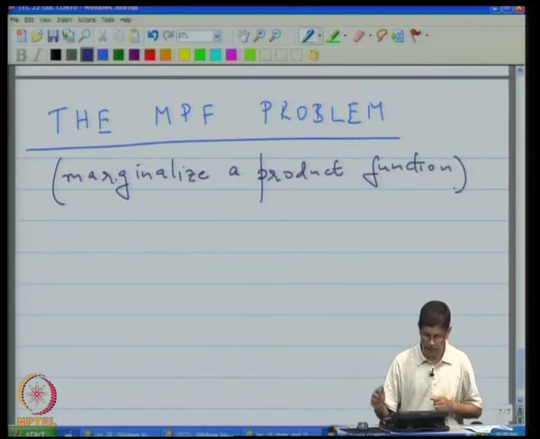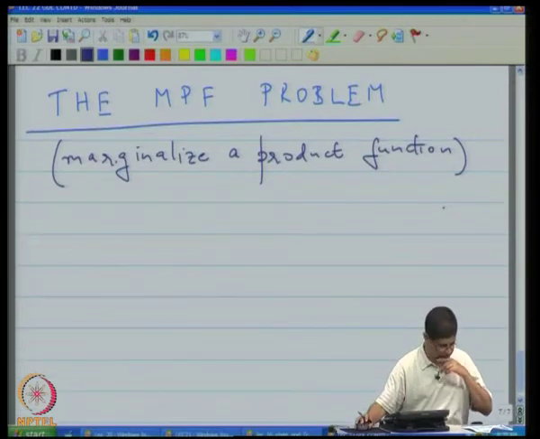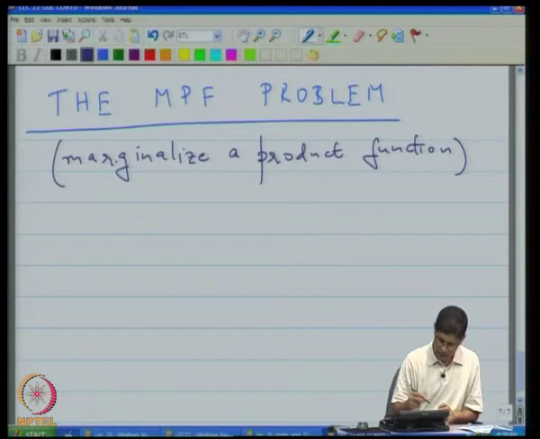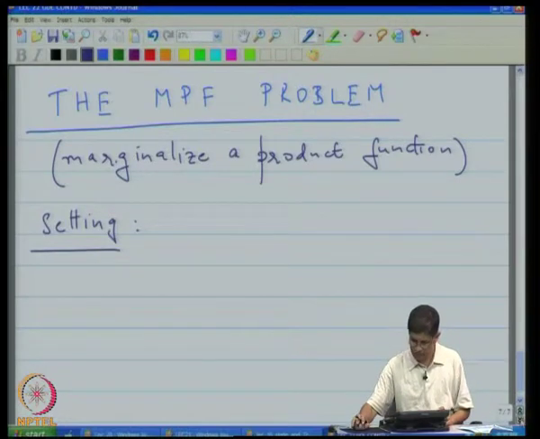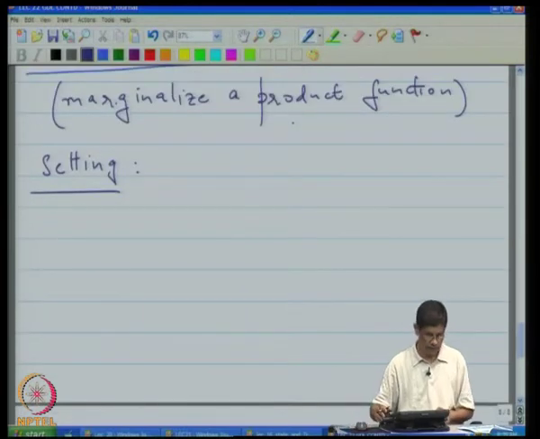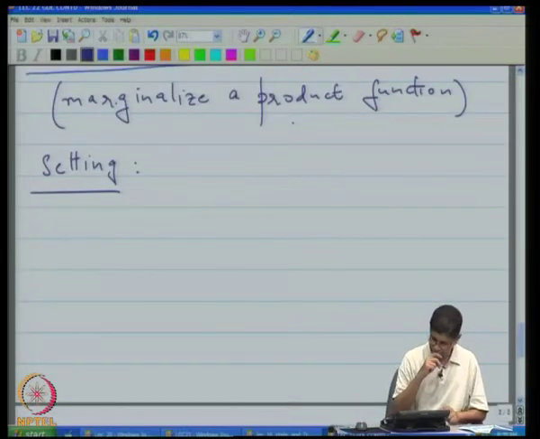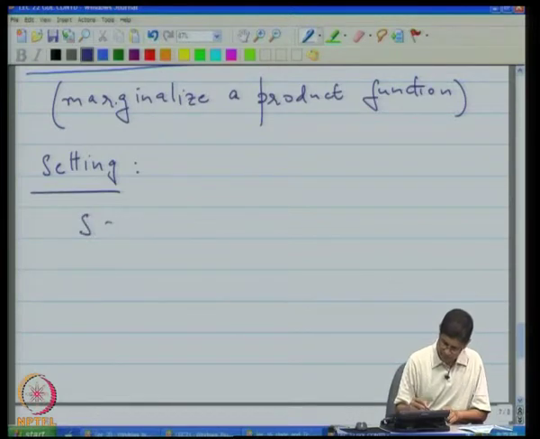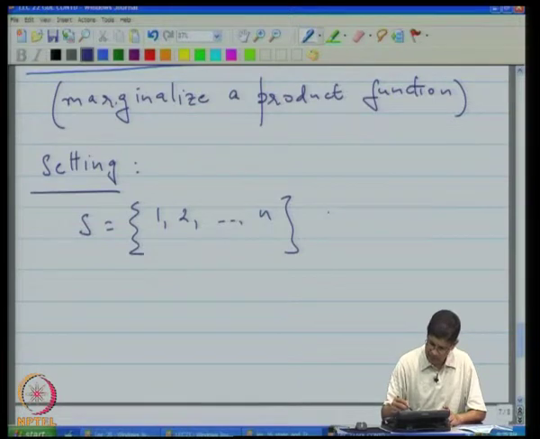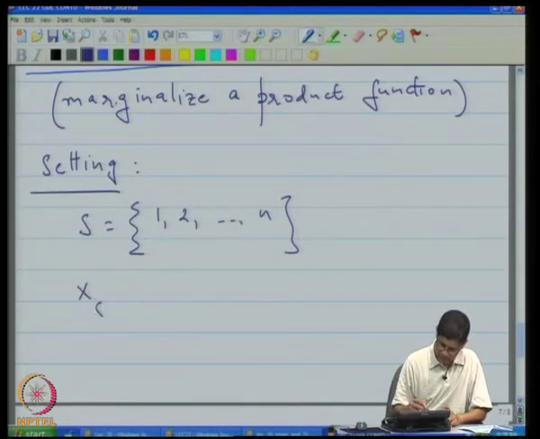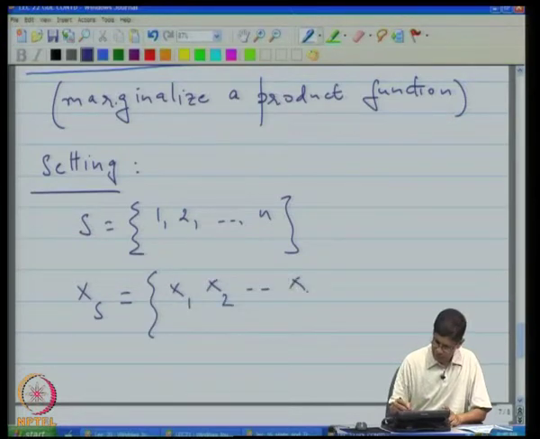And the meaning will become clear once we look at some examples. So, the setting is the following. There is a universal set S which is 1, 2, to n, there is an associated set of variables which we will write as x_S, which will be x_1, x_2, ..., x_n.